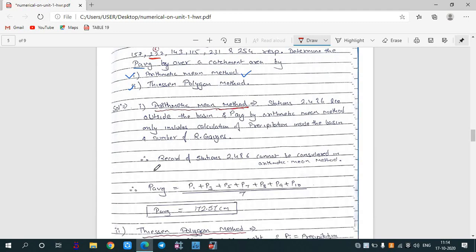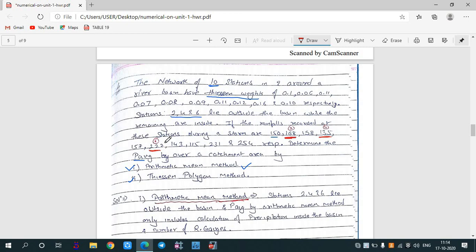So the formula for the arithmetic mean method is the sum of the precipitation data divided by the total number. In this case, three stations are lying outside the basin, so we are not going to consider those stations. We are only going to consider those stations which are inside the basin. So we'll add all the stations: this will be P1, P3, P5, P7, P8, P9, and this is P10.